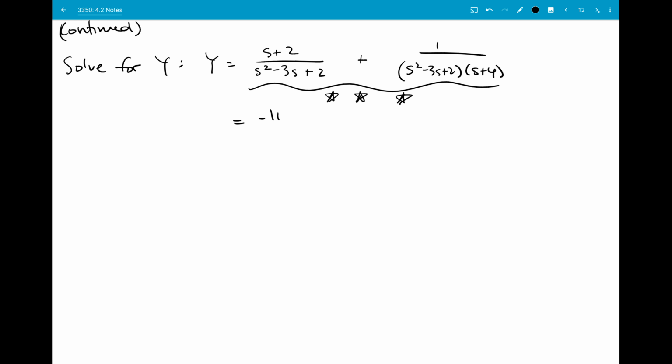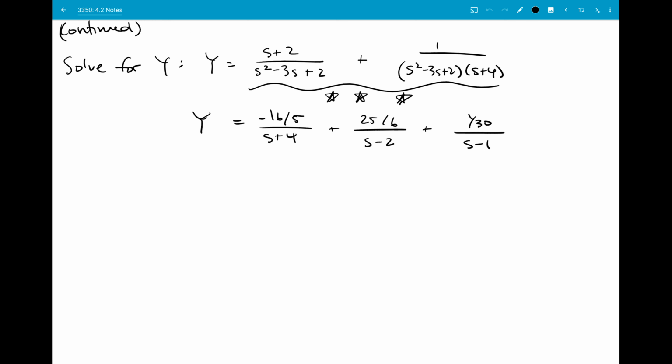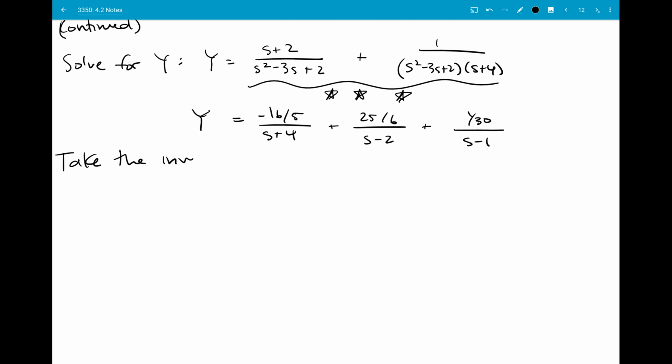So this becomes minus 16 over 5 over (s plus 4), plus 25 over 6 over (s minus 2), plus 1 over 30 over (s minus 1). That would be similar to that very long partial fraction decomposition part I did in the last example right here. But once you did that very long algebra problem, you could take the inverse of both sides.